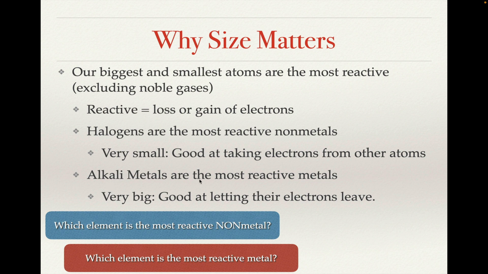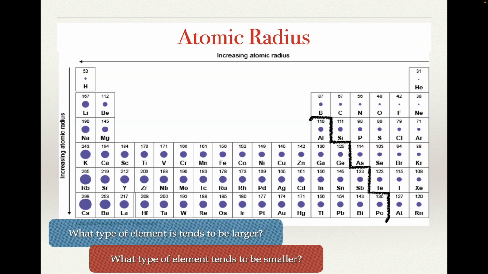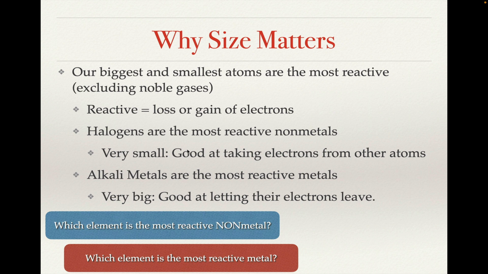The alkali metals on the other side are our most reactive metals, because they're very big. So they're good at letting electrons leave. If we take a look, cesium, rubidium, potassium, sodium, they're our biggest metals. So they're really good at letting electrons go. Keeping that in mind, we can take a look at this graphic and show why that is.